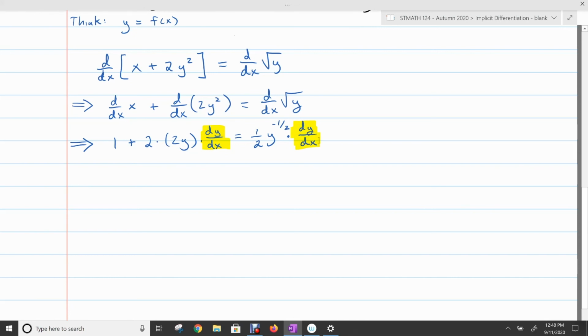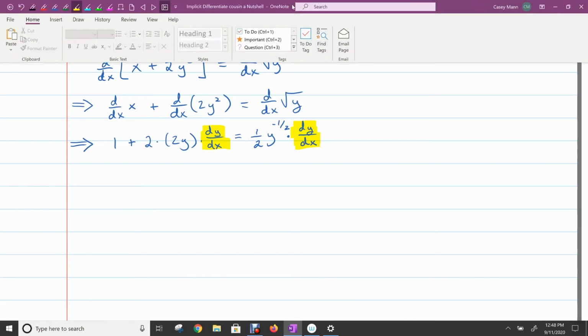So typically what you do here is you gather all the terms that have dy dx on them on one side of the equation, move everything else that doesn't have a dy dx on it to the other side of the equation, and then you factor out the dy dx to solve for dy dx. So it'd go something like this.